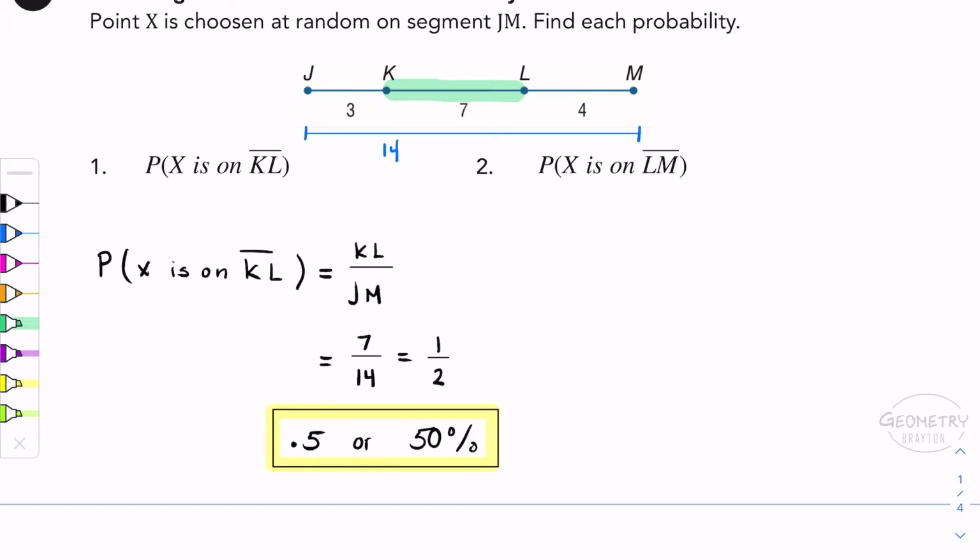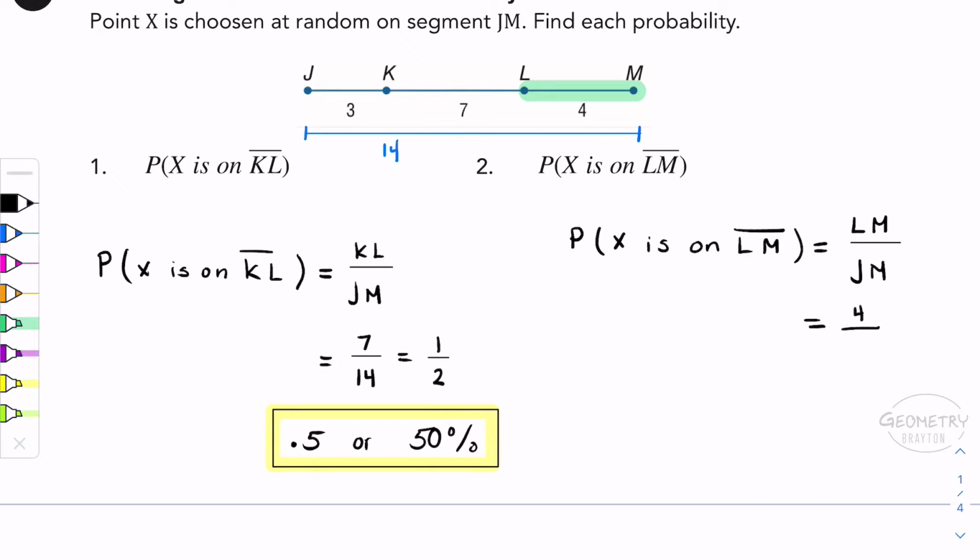Let's take a look at number 2. Number 2 asks for the probability that X is on segment LM. What's the probability that the point will fall in that green highlighted segment? When I write out the ratio, we have the segment length of LM divided by the segment length of JM, which is 4 over 14. 4 over 14 simplifies to 1/7, and as a decimal, 1/7 is 0.1429. As a percent, we'll say 14.29%.